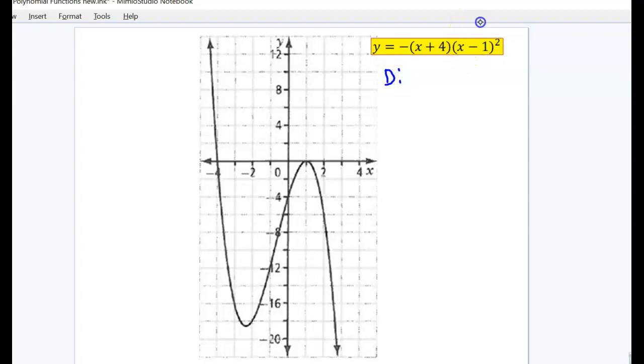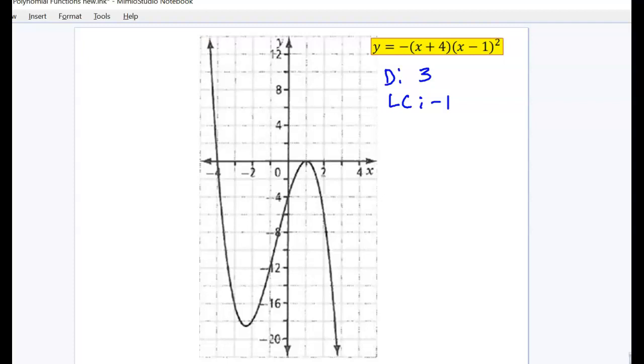Now notice, if we tried to figure out the degree of this polynomial, if I was to expand this, this guy here would give me an x squared term. This would be an x term, and x times x squared is going to give me an x cubed, which is a degree 3. My leading coefficient is -1. So that means that my graph would be starting in quadrant 2 and ending in quadrant 4.